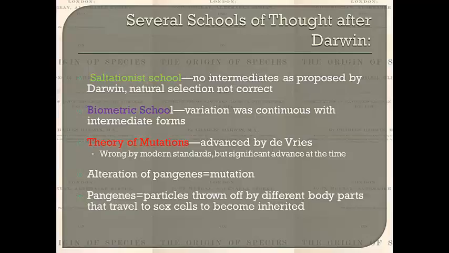But the part that they got wrong was that they believed that pangenes were genetic material that were produced, thrown off by all of the body parts, and that the pangenes would travel to the gonads, where they would be taken up by sex cells and then passed on to the next generation. So we now know that that's definitely not true, but at least it was sort of a step in the right direction.